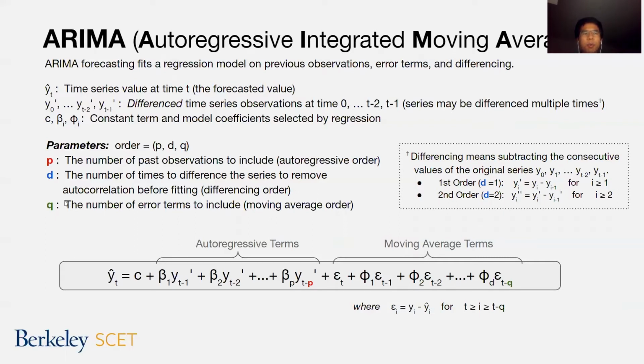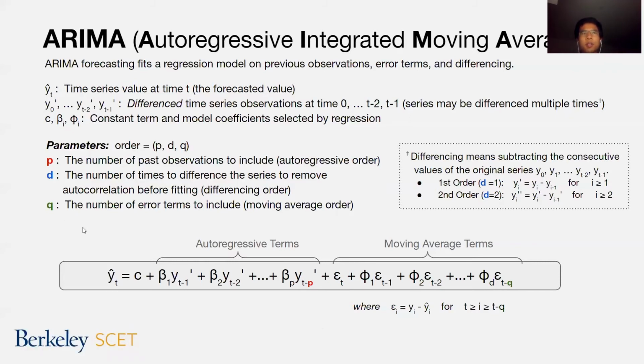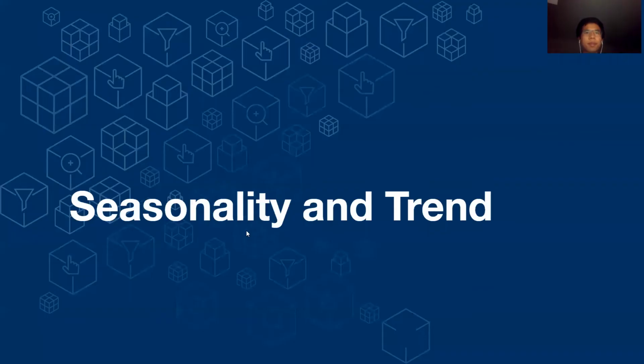The next parameter is called q, which is the number of error terms to include in the model. q refers to this part here. These error terms are the difference between what we would have predicted in the past and what we actually observed. We can calculate this error for different observations at time t, t minus 1, t minus 2, and so on. The number of error terms to include is what we denote by q. So this is a very quick introduction to what an ARIMA is, and it's a very complex model. But the idea is that it's a regression model built on error terms and previous observations, and it uses differencing. Next, we'll begin talking about when seasonality and trend are present.